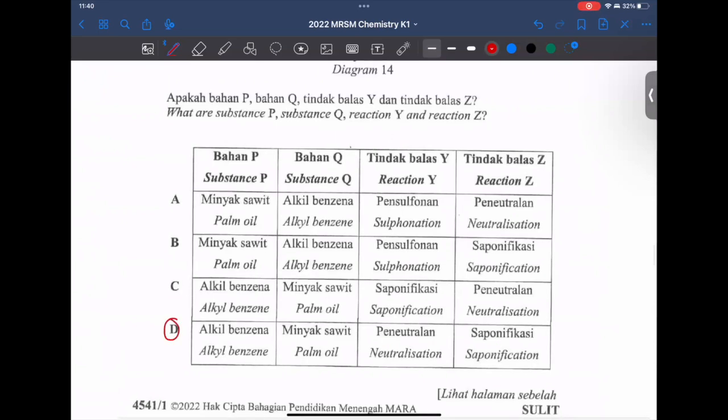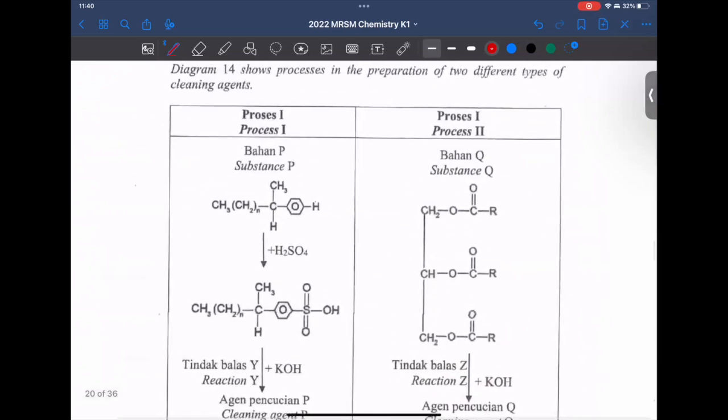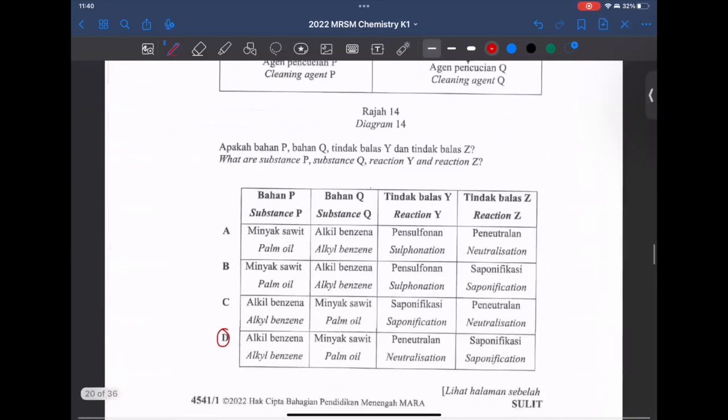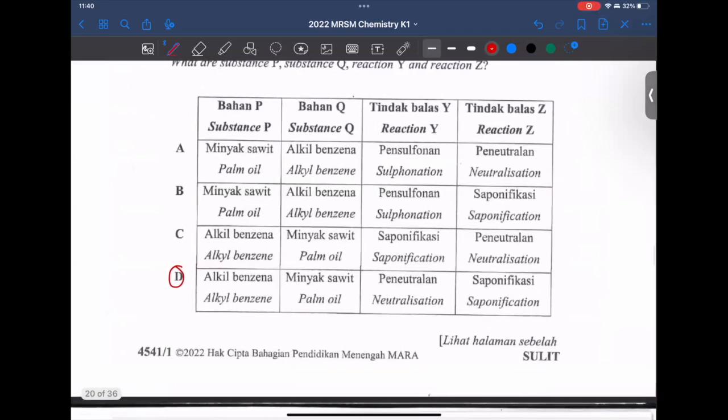Actually, no, it's not sulfonation. It's neutralization because supposedly there's an acid added to it, and then you produce a detergent. Yeah, so the answer will be D instead. Alcohol, benzene, and palm oil for the two different reactions respectively. And one is neutralization, the other one is saponification. Remember that the production of soap is called saponification. Very important.